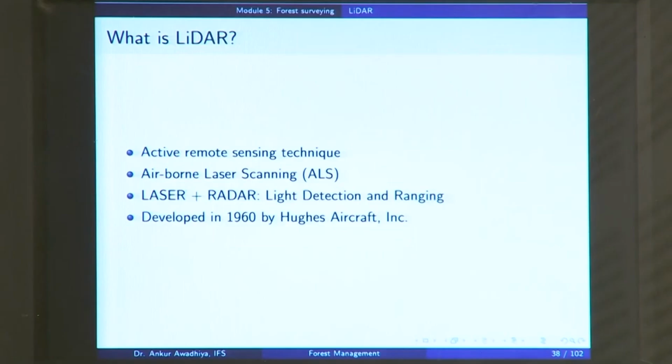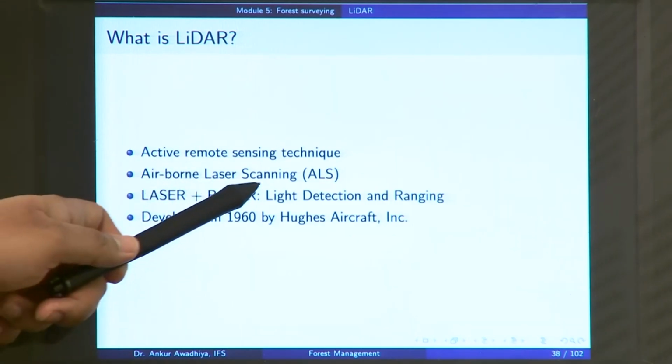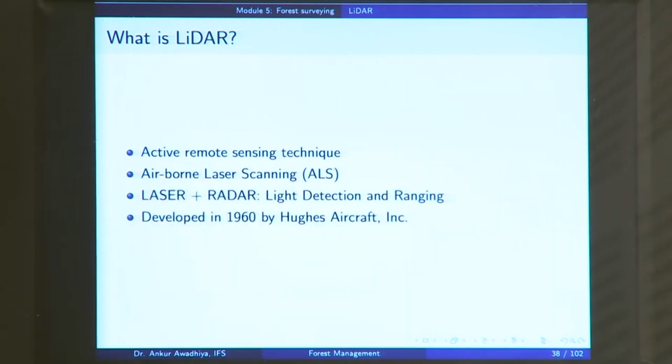Namaste. Today we will have a look at LiDAR, which is another method of doing forest surveying. Now, LiDAR is a combination of these two words, laser and radar, and the full form is light detection and ranging. It is an active remote sensing technique. Now, what is an active remote sensing technique?